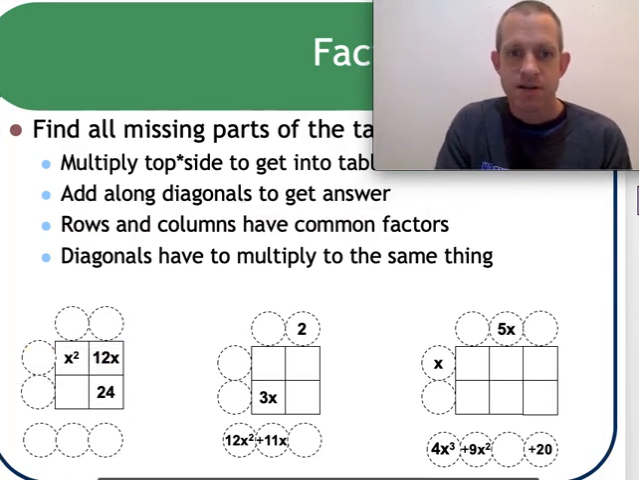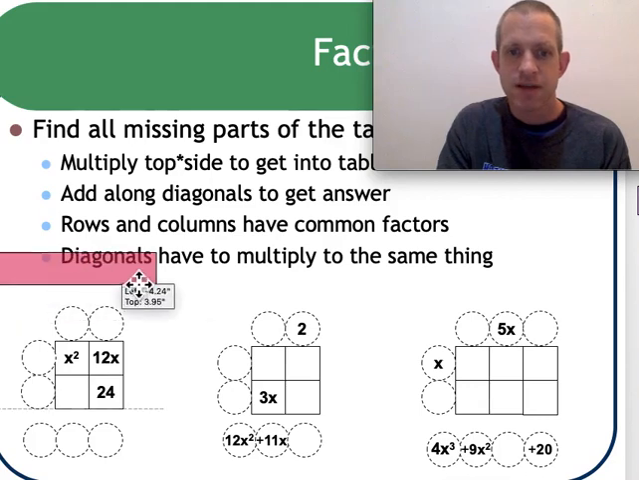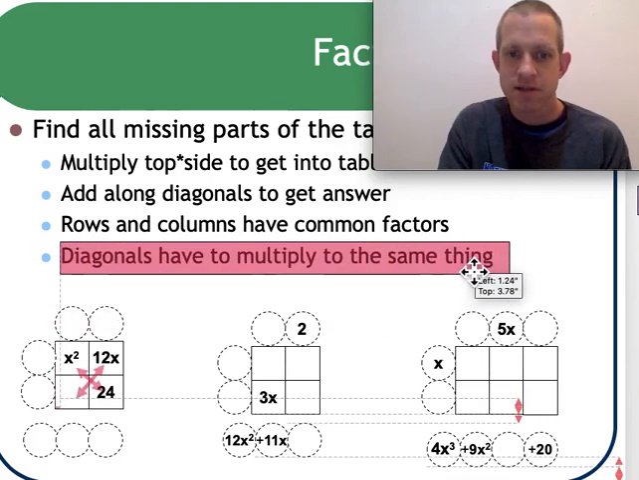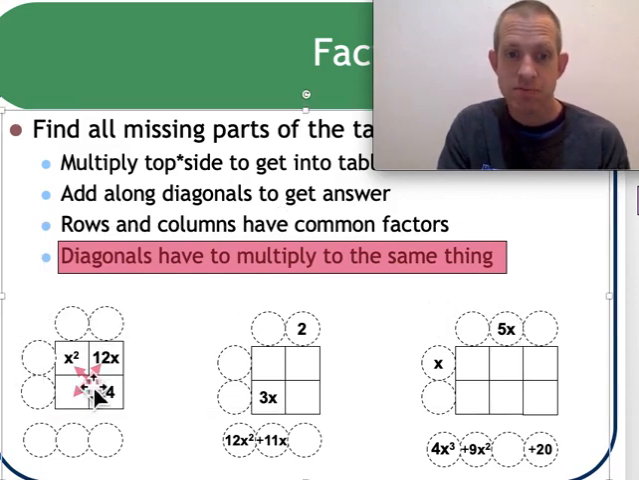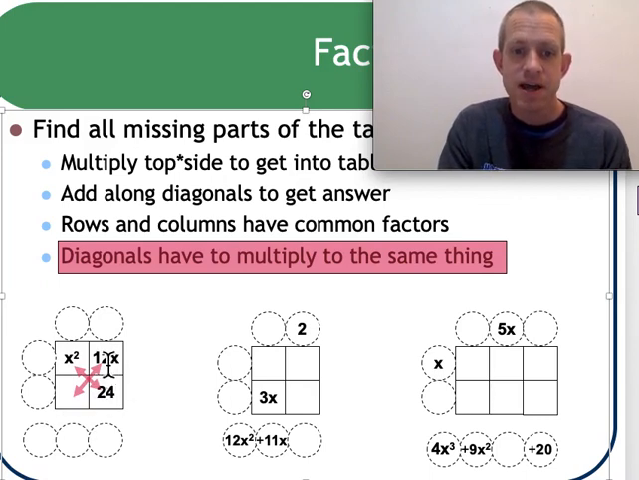And then one other fact that is not so obvious, and that is that the diagonals in a puzzle have to multiply to the same thing. And so in this particular problem down here, this diagonal, x squared and 24, that's 24x squared if I multiply them. This diagonal has to be the same. So this has to be a 2x. 2x times 12x would give me the 24x squared.